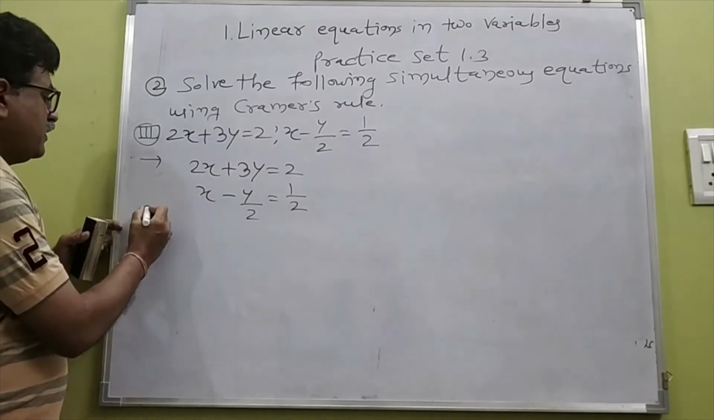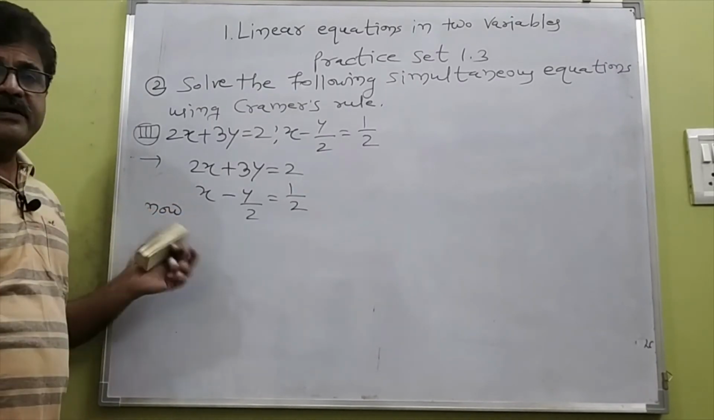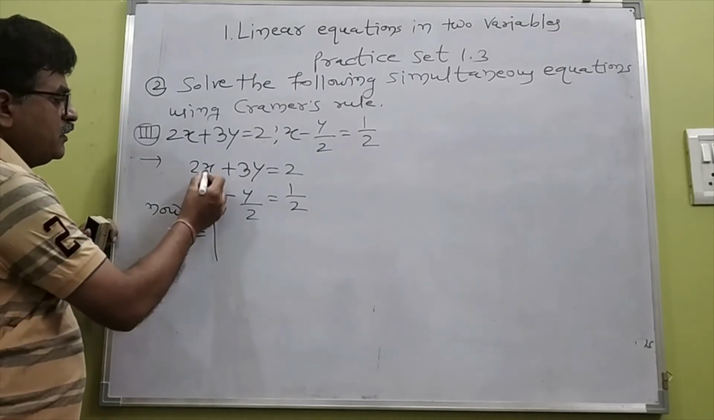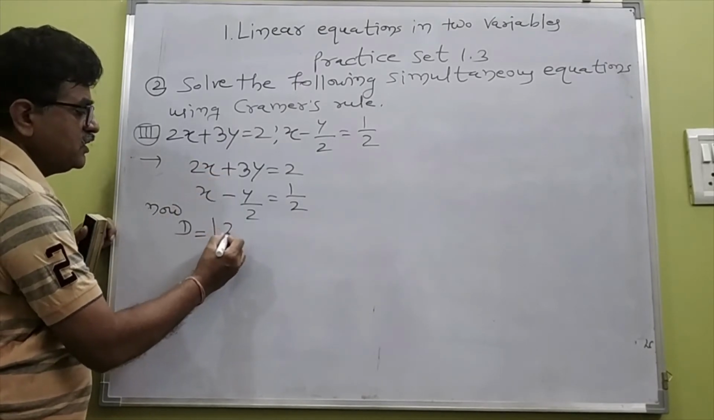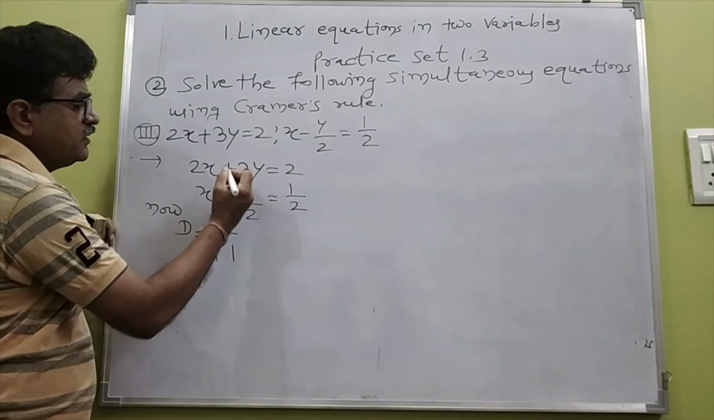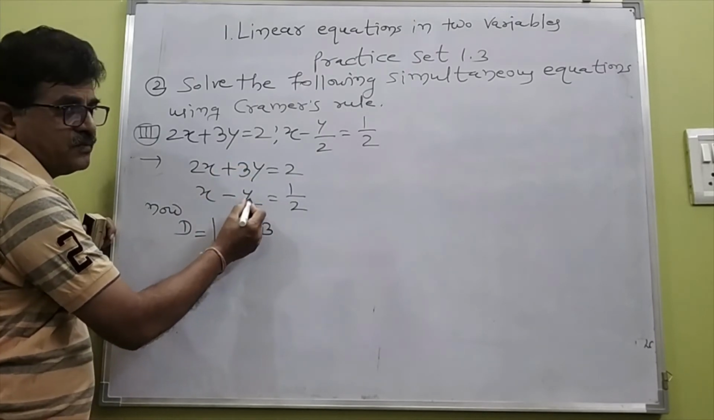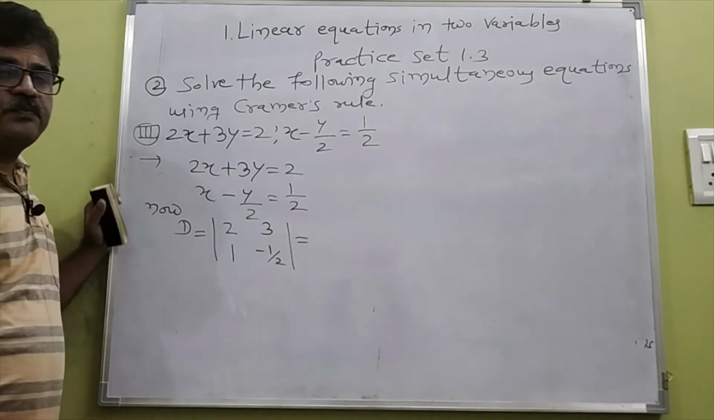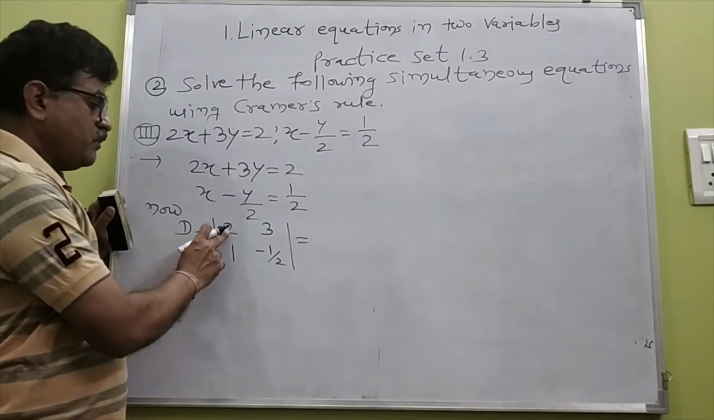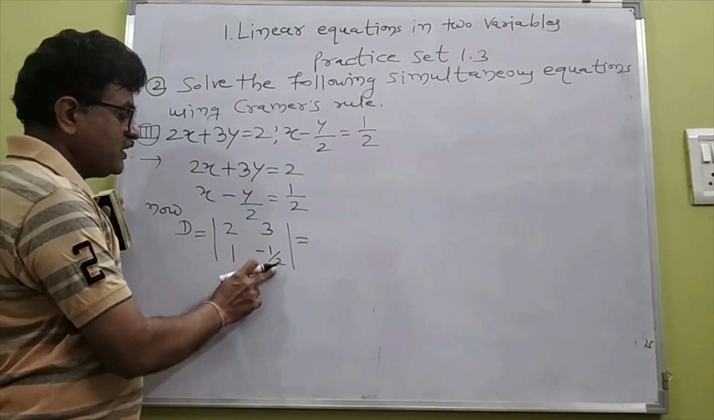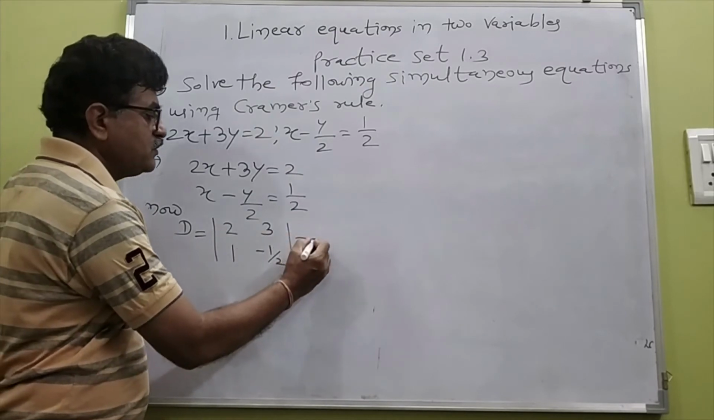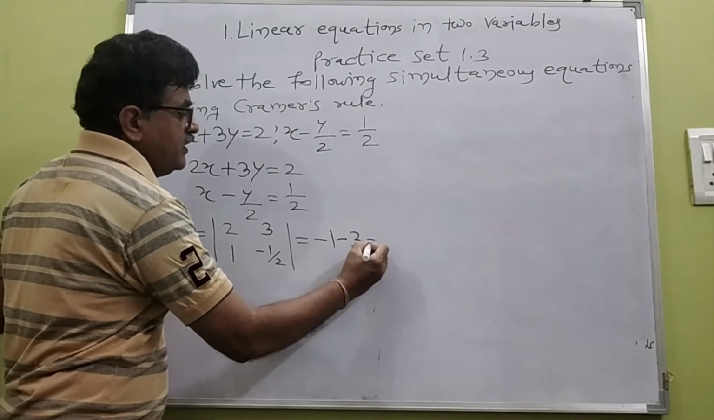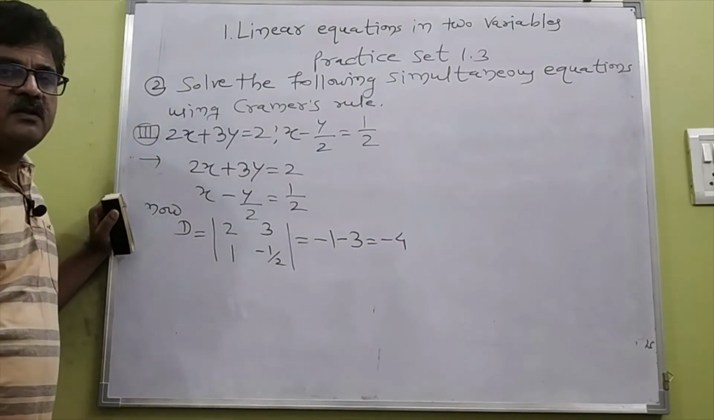Now second step, now we have to find values of d, dx and dy. Determinant d is equal to determinant of first column, that is coefficient of x 2 1, and second 3, and coefficient of this y is minus 1 upon 2 equal to. Now taking cross multiplication, 2 into minus 1 upon 2, 2 get cancelled, that is minus 1, minus 3, that is minus 4. This is value of d.